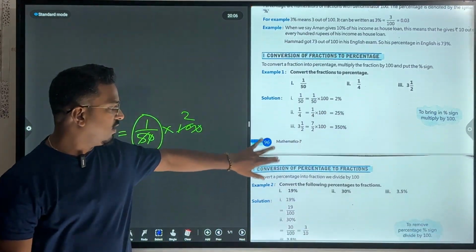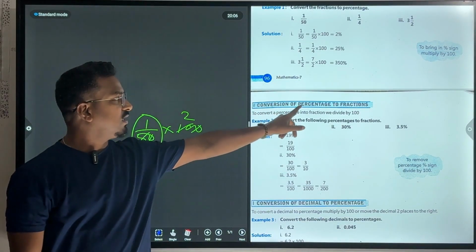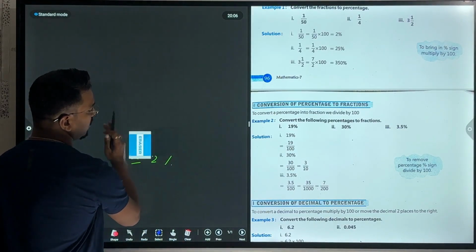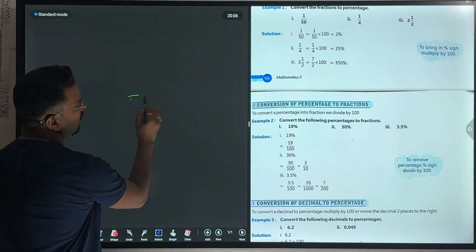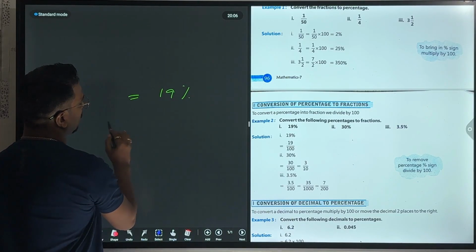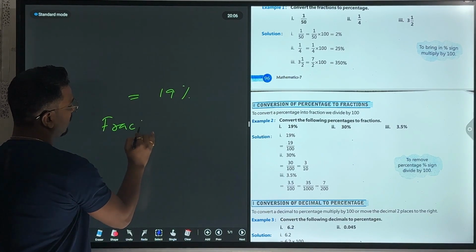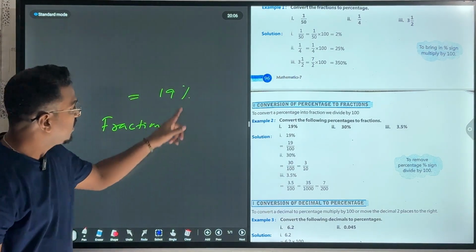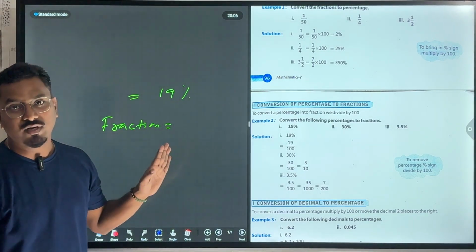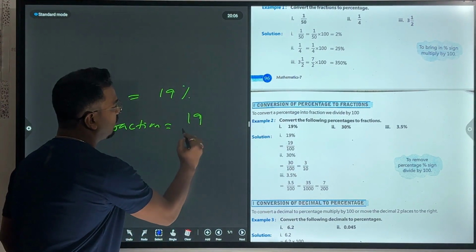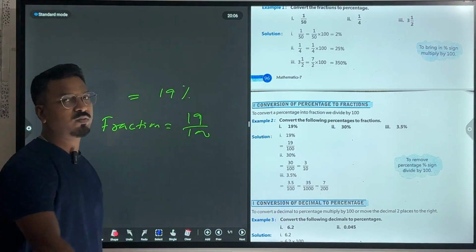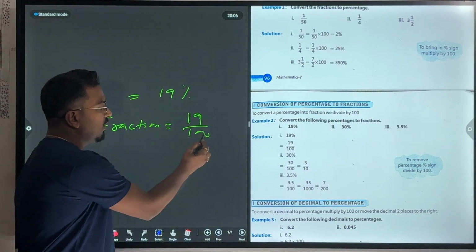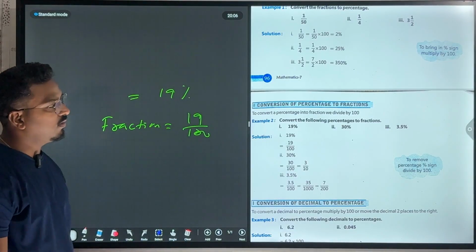Similarly, conversion of percentage to fraction. If you want to convert the percent into fraction, here it is given 19%. What you have to do? Percentage means per 100, so 19 divided by 100. That is called percentage.